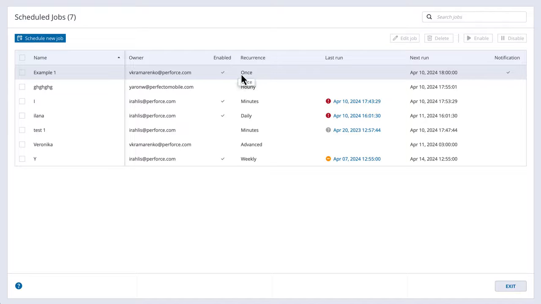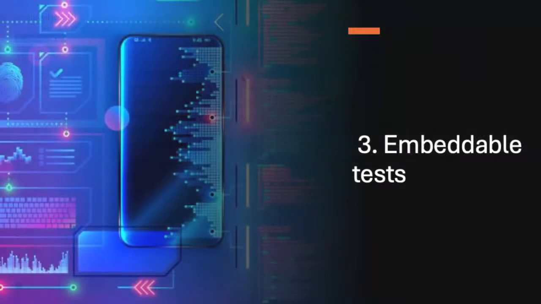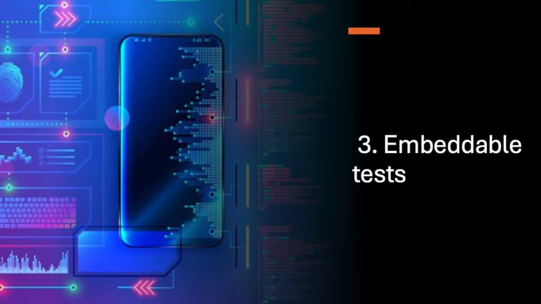If we click on the last run date time link, we're navigated to the report library where we can see the latest report and the history of the selected job runs. Embeddable tests. Embeddable tests allow us to save several steps in a separate test and reuse those steps whenever it's needed to build other test cases.